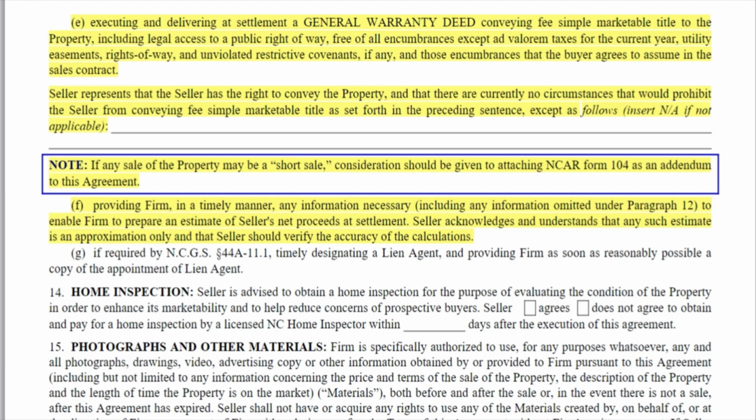It's just an approximate number that we come up with from the information that you give us. Now, if some other items come up, some liens come up, of course that number is going to change, but we just need to know everything that you know so we can get as close to letting you know exactly what your net proceeds will be.